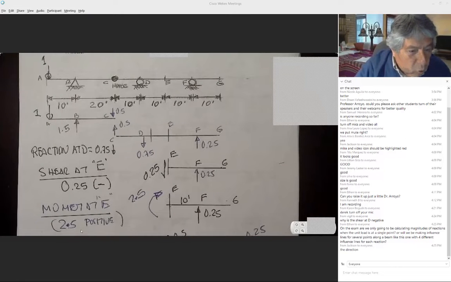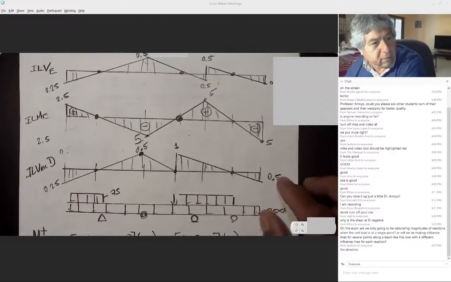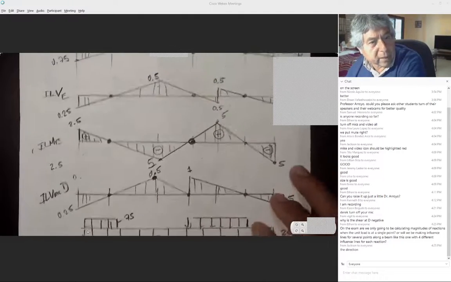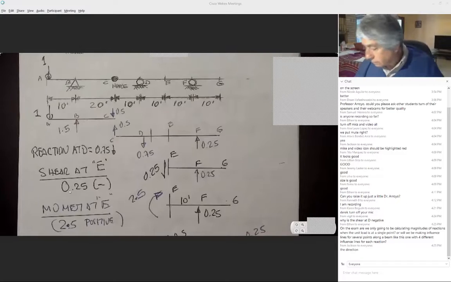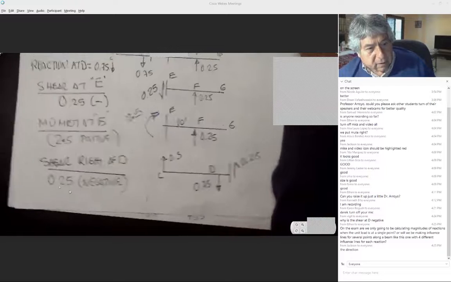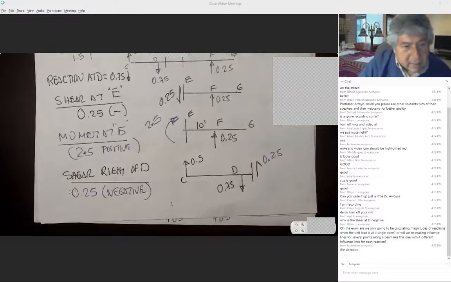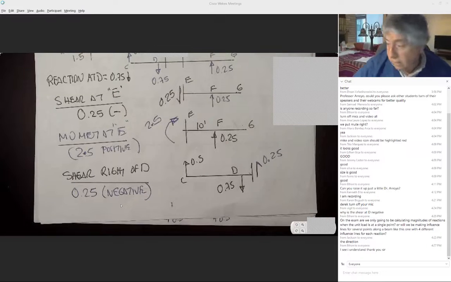Look, the moment at E is 2.5 positive. This is the influence line for the moment at E. When the unit load is at A, it's producing a positive 2.5. Shear to the right of D, we computed in here, the shear to the right of D. It came out at 0.25 negative when the unit load is at A.